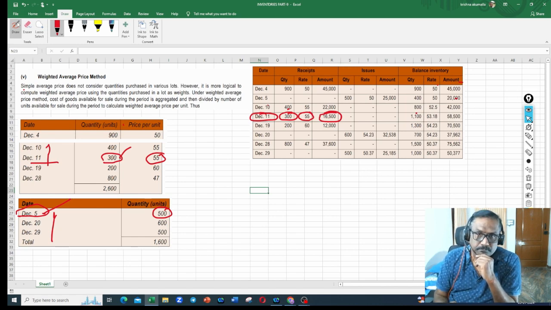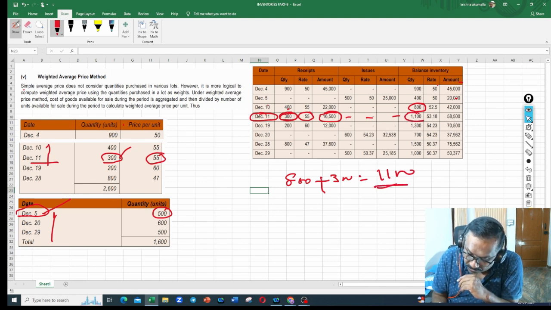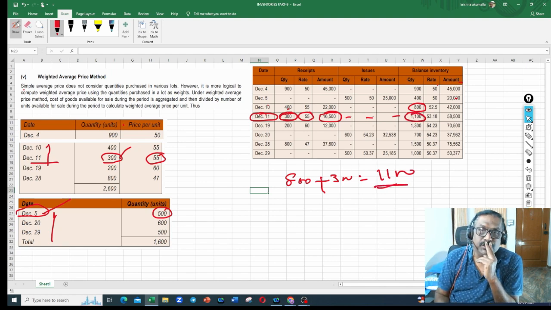Now we have to show the closing inventory. There are no issues here, so dash, dash, dash. What was the previous quantity? 800. Plus, how much did we purchase now? 300. How much will it be? 1,100. So 1,100 we are showing as our closing inventory.